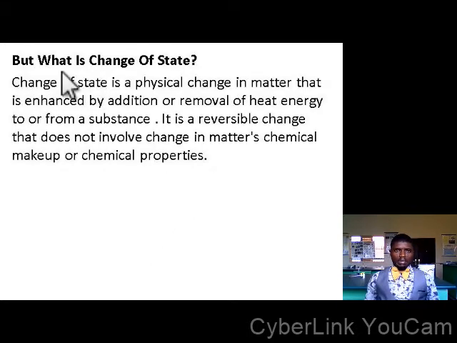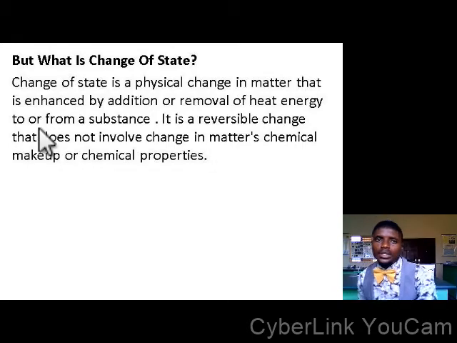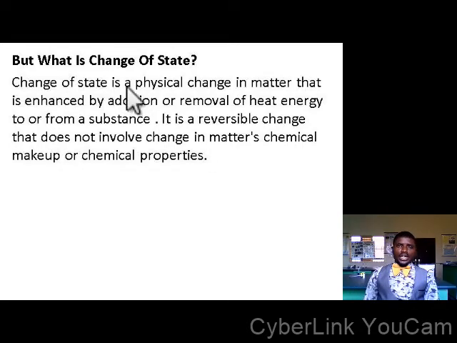So what do we mean by change of states? Change of state is a physical change in matter that is enhanced by addition. This is very, very important. Addition or removal of heat energy to or from a substance. It is a reversible change that does not involve change in matter's chemical makeup or chemical properties.